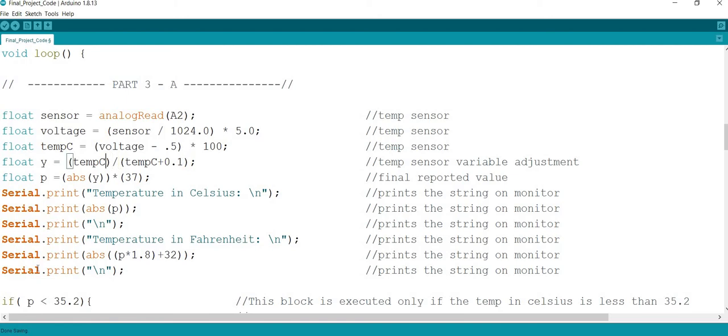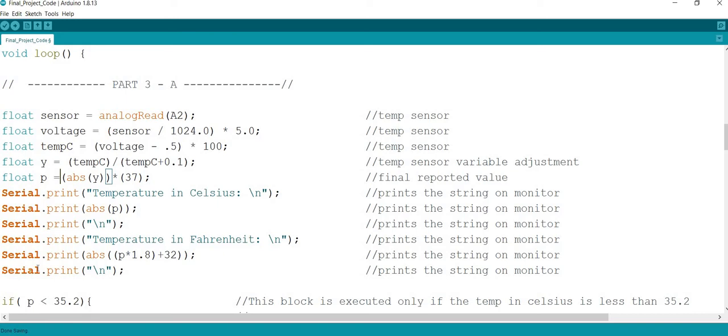So what this does is, anytime the temperature is detected, it will be a new number, right? Because the signals will not be the same every time, so the temperature keeps on changing. So as the temperature keeps on changing, y, which is a function of the temperature, is also changing. But y is defined as temp c by temp c plus 0.1, which is basically a number that is close to 1, a number that is also continuously changing since temperature is changing, but nonetheless a number close to 1.